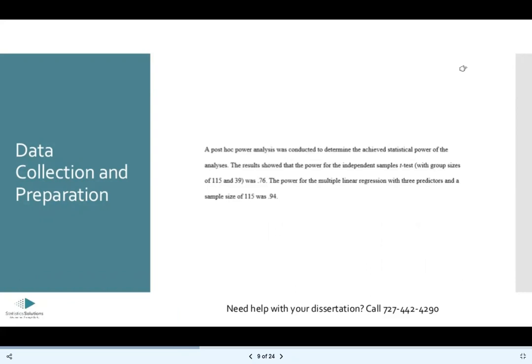But if you didn't meet your target sample size, or if you didn't get statistically significant results, you may be required to do a post hoc power analysis. So here we're stating that we're doing the post hoc power analysis, and then we're stating the statistical tests that we're doing for that test. So in this case, we're doing a t-test and a regression. And for each test that you're doing the post hoc power analysis for, you want to state what your sample size was. So our group sizes for our t-test and our sample size for our multiple linear regression, and state the level of power that was obtained for each test.